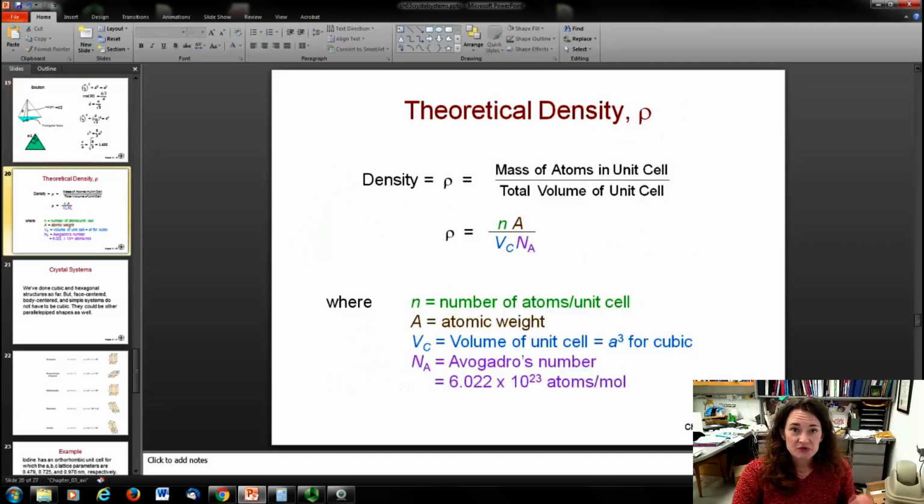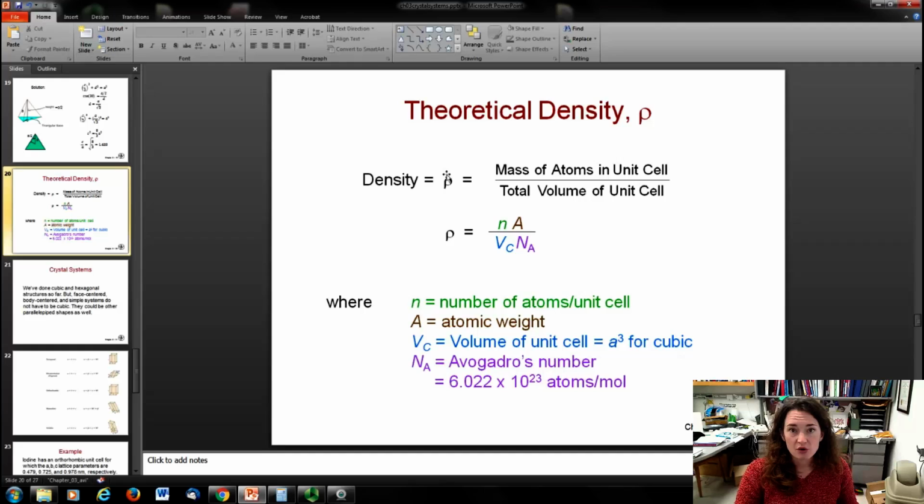We can also compute the theoretical density for any crystalline structure. Now, the thing is, it's a theoretical density because this assumes absolutely no defects. And as we'll see in later chapters, there are lots of defects. So usually your theoretical density will be more dense than your actual density for your material because of the defects in the crystalline solid.